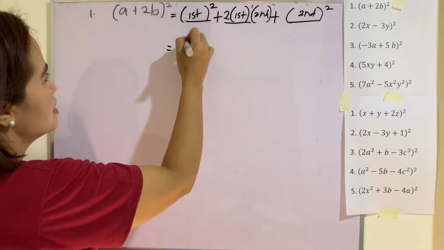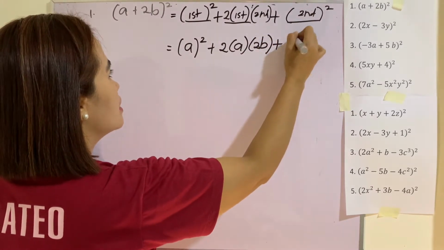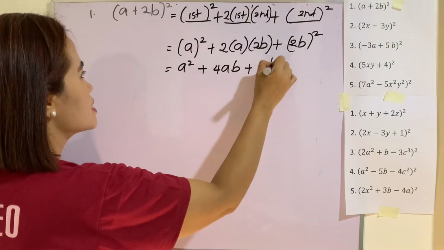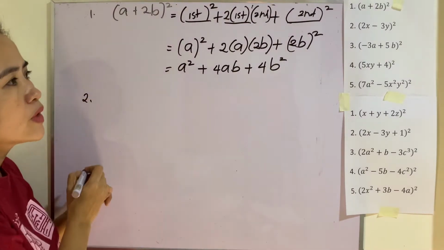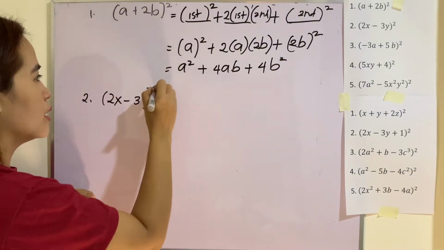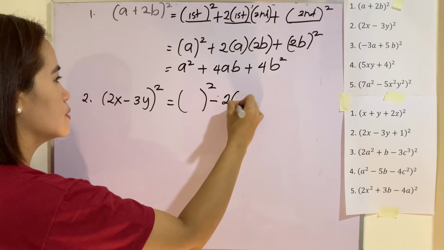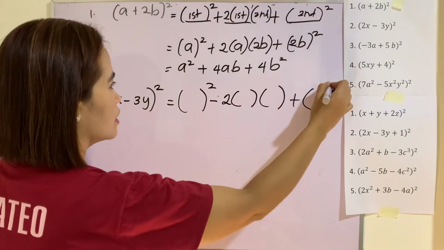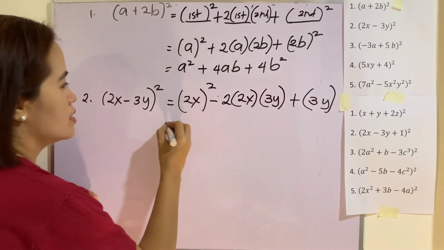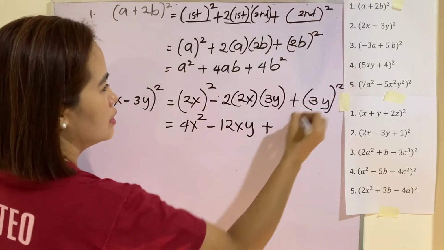Okay, so let's do it. This one is a squared plus 2(a)(2b) plus (2b) squared. So this one is a squared plus 4ab plus 4b squared. So that's number one. Number two, we have (2x minus 3y) squared. This one is minus, so minus 2, first, second, second. So this is 2x, this one is 2x, this one is 3y, this one is 3y. So we have 4x squared minus 4 times 3 is 12xy plus, this one is squared, 9y squared.